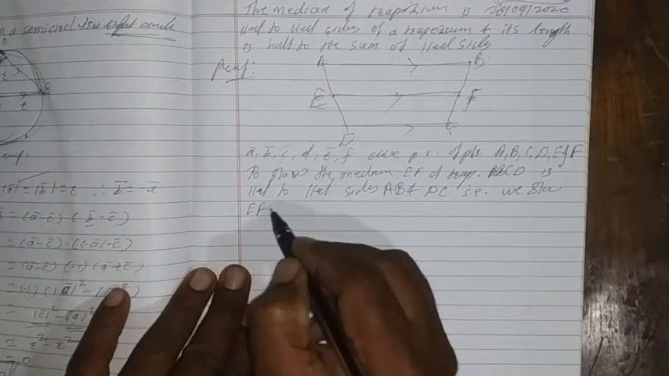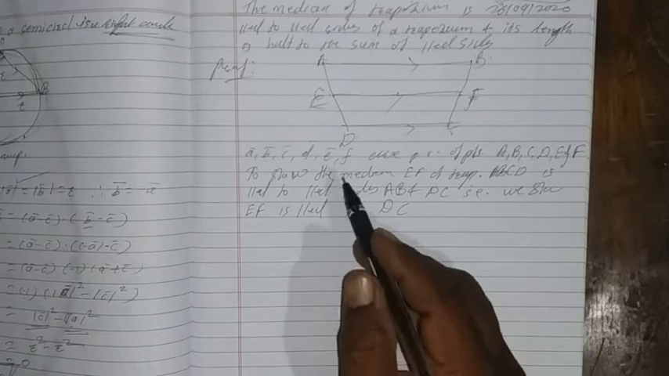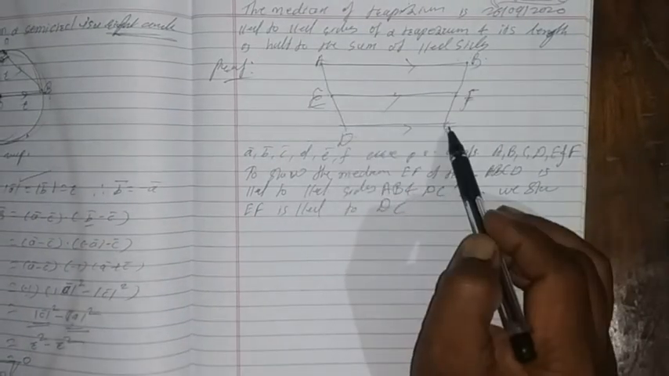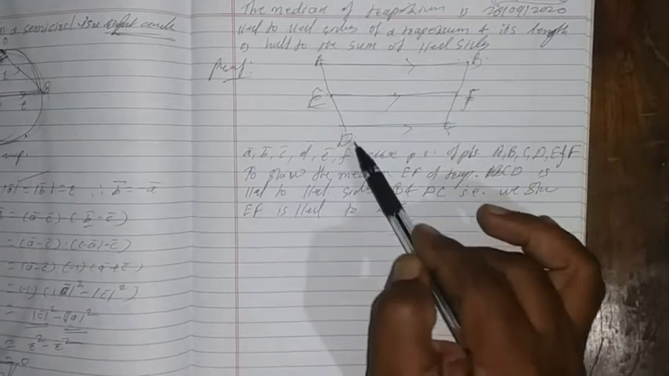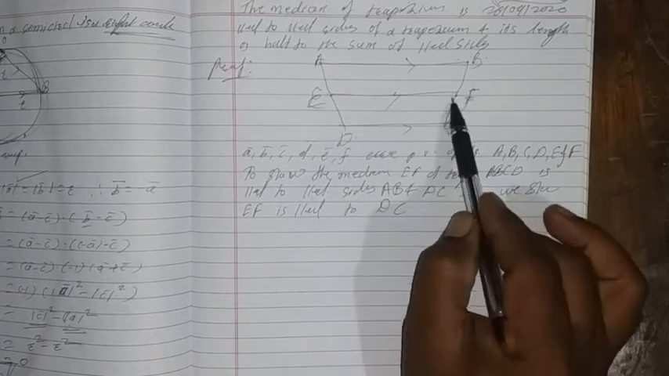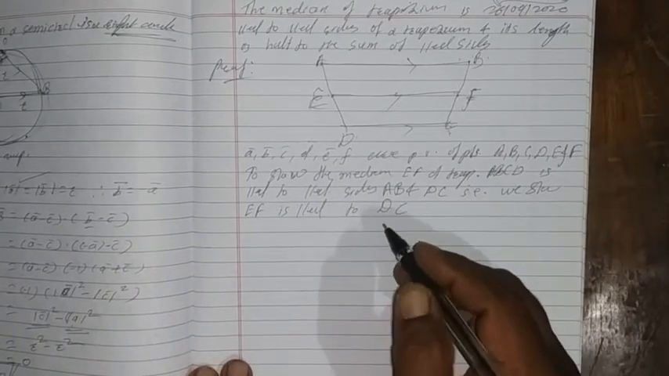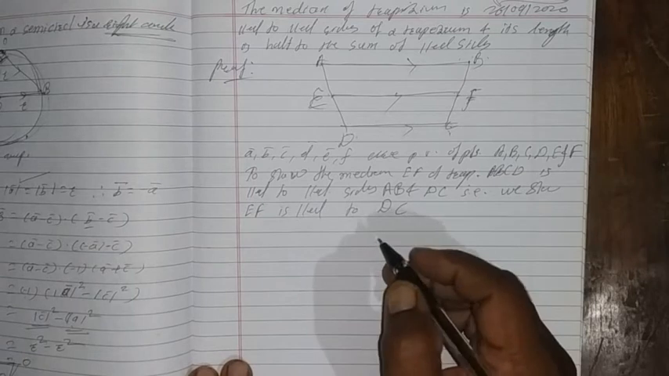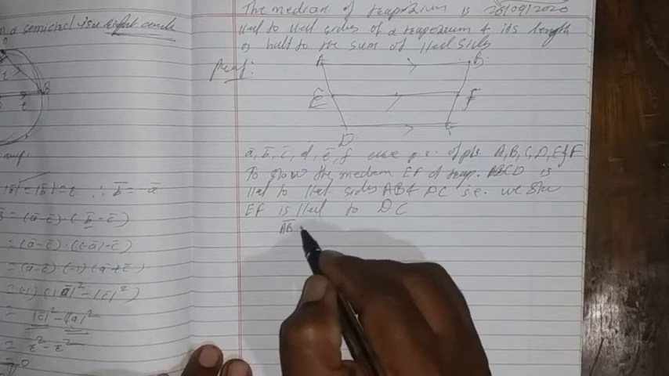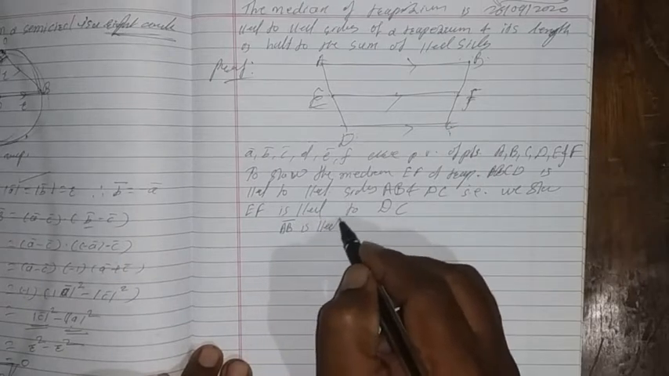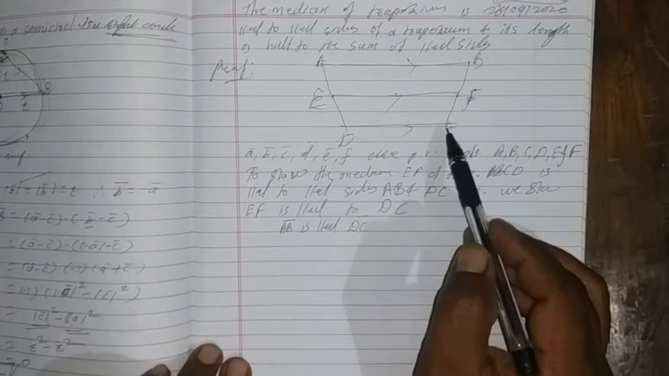That is, we have to show that EF is parallel to the side DC. AB and DC are parallel, so we have to show this median is parallel to AB and DC. That is, we have to show the median EF is parallel to DC. The vector AB is parallel to vector DC.